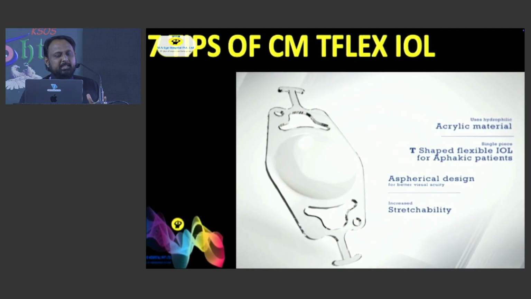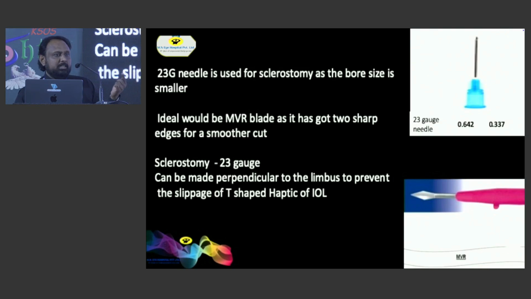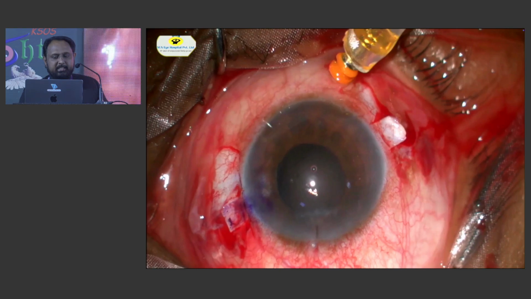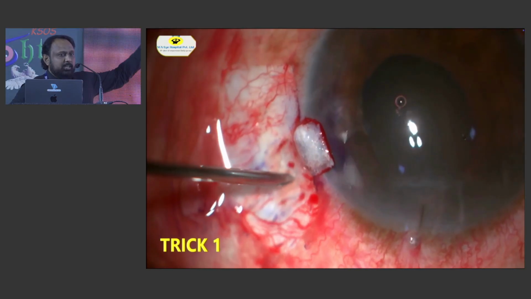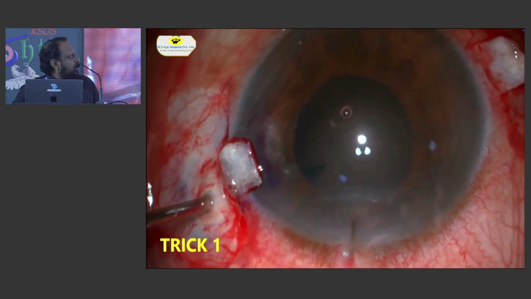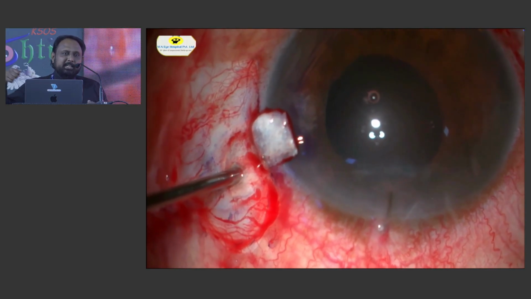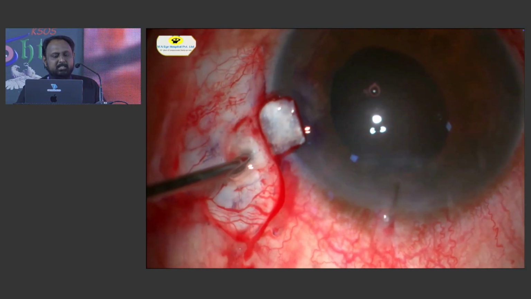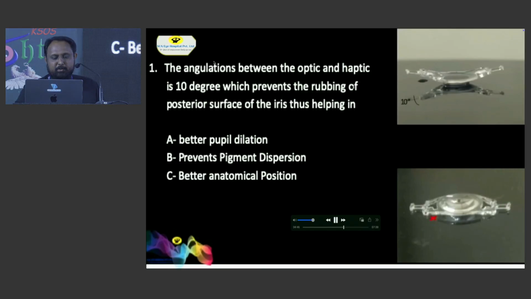Now lots of people have started using it, and here are a few tips I started giving. You can use the MVR blade instead of the needle for the 23 gauge sclerostomy. The second thing is we make the incision perpendicular to the limbus. When you make it perpendicular to the limbus, the T actually sits at 90 degrees, so when you're pulling the other side, there are fewer chances of it slipping outside. As you can see here, before we used to make it parallel; if you make it perpendicular, the T sits like this, so there's less chance of slippage of the IOL back inside.